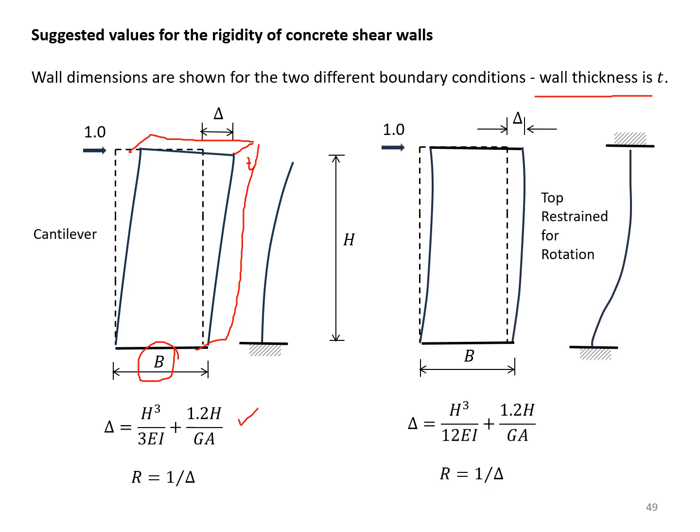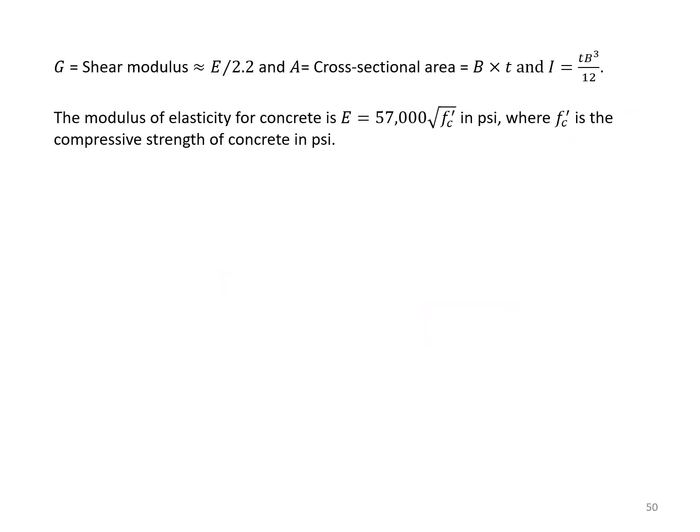Now, what if it is a situation like that? In other words, the top is sort of restrained from movement. Then in that case, from slope deflection equations, you can show that the portion that corresponds to the bending now is much steeper, right? And the 12 appears in the denominator. The portion for the shear is the same. What is the G value? That's the shear modulus. So what we're going to use for that? A is a cross-sectional area. Let's examine these parameters and find out what they are.